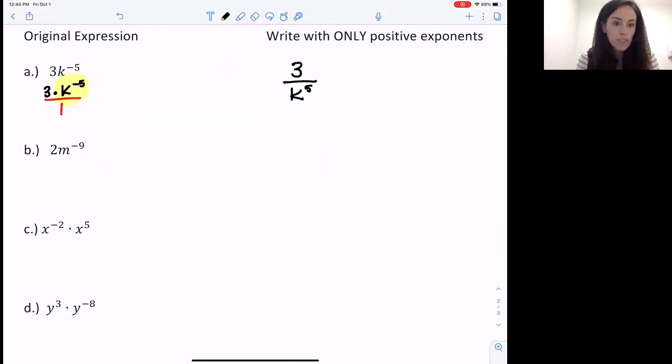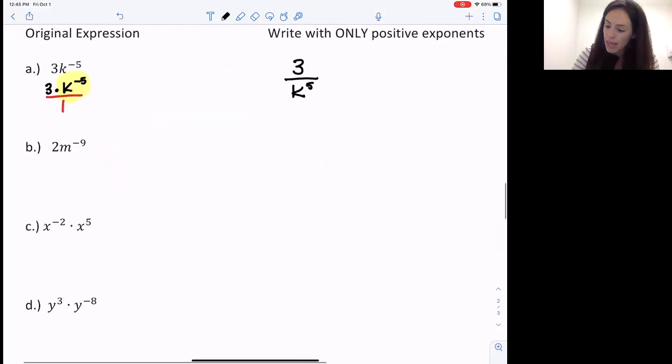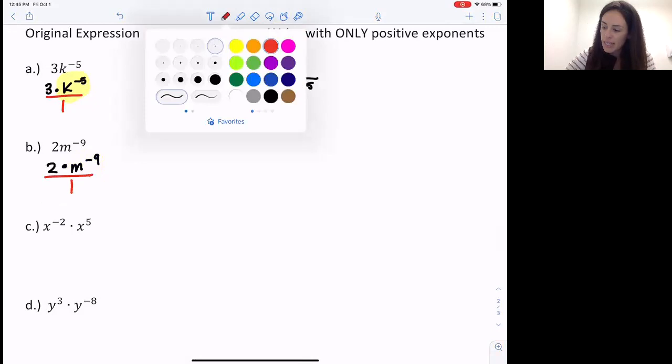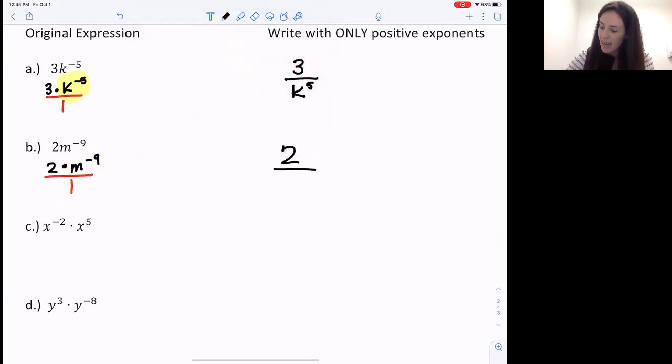Okay, hopefully you tried letter B. Again, this is 2 times m to the negative 9. That negative 9 exponent only applies to the m. It does not apply to the 2. If it were to apply to the 2, it would have to be in parentheses, like this, that quantity 2m to the negative 9. But because it's not in parentheses, that exponent only applies to the m. Okay, so what happens? I think of that as like a little elevator ticket. The m to the 9 that's in my numerator gets sent down to the denominator.